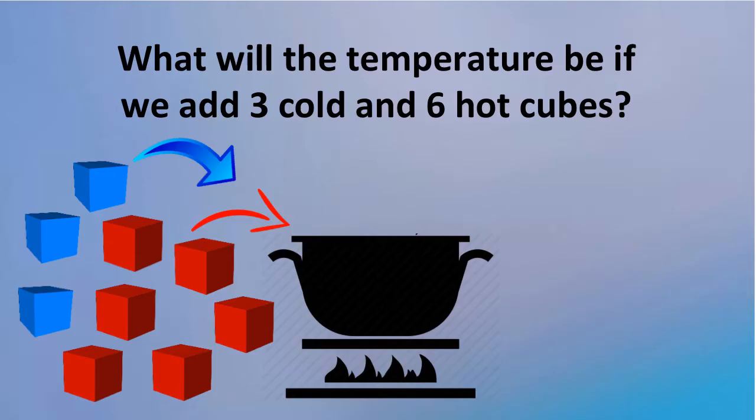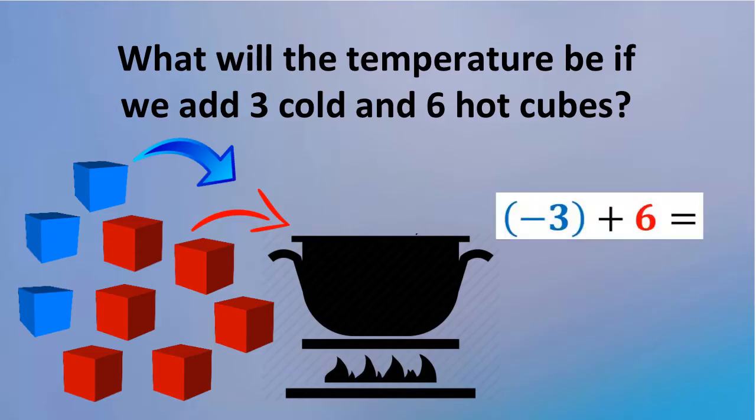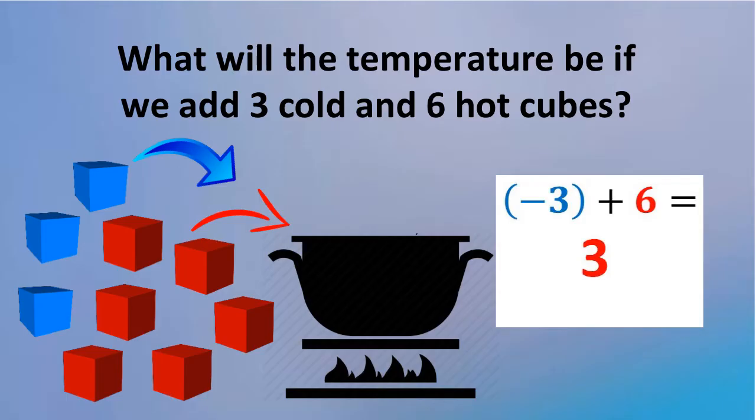What will the temperature be if we add 3 cold and 6 hot cubes? Take a few seconds and think through this problem. Here's a hint with the equation. Positive 3. How did you do? Did you do okay? Way to work hard. You're on the right track. Just try and think in terms of the soup getting hotter or colder. What is there more of when you're adding?